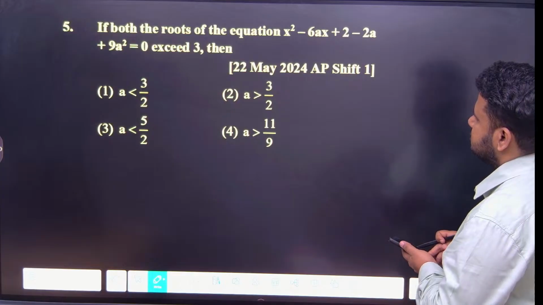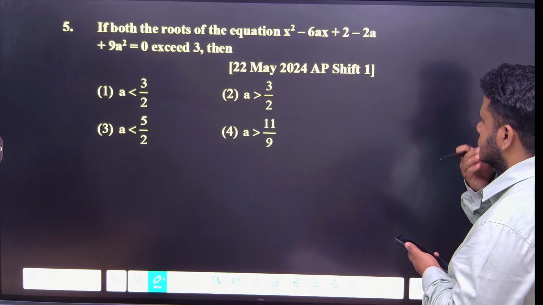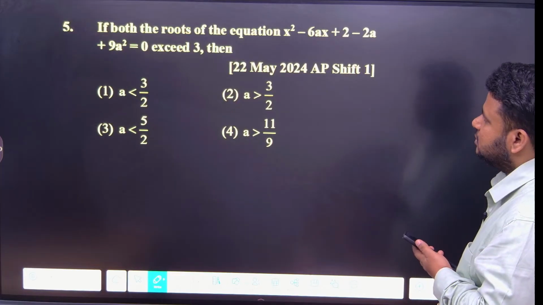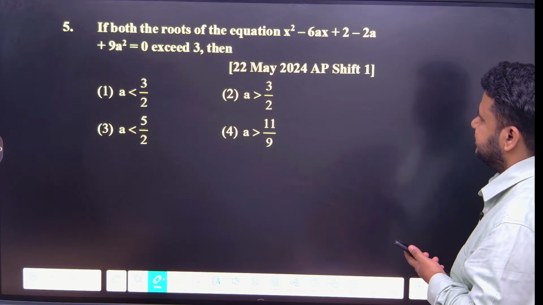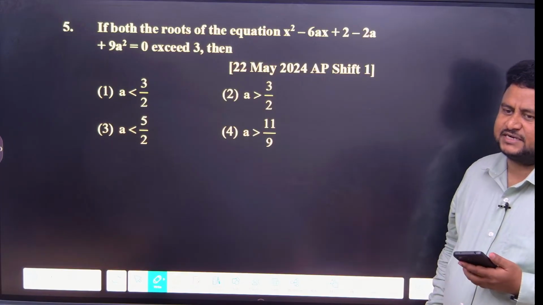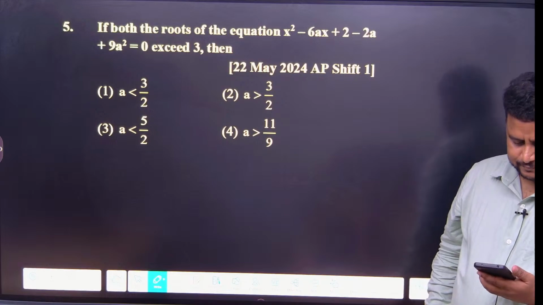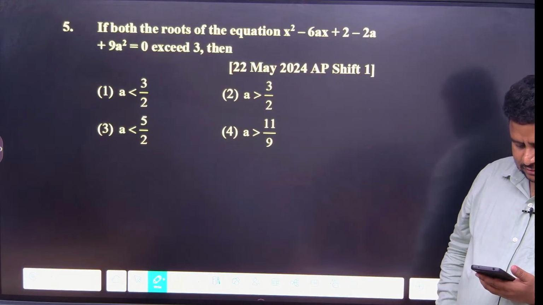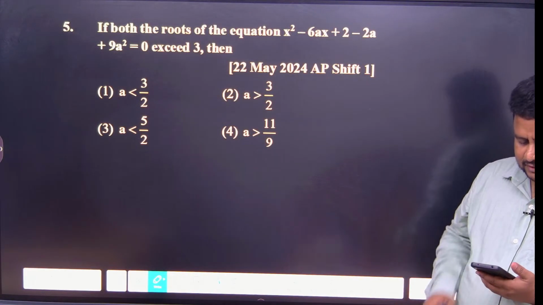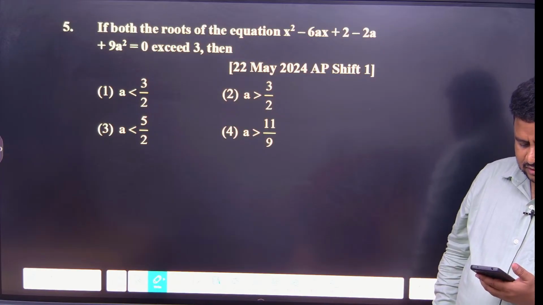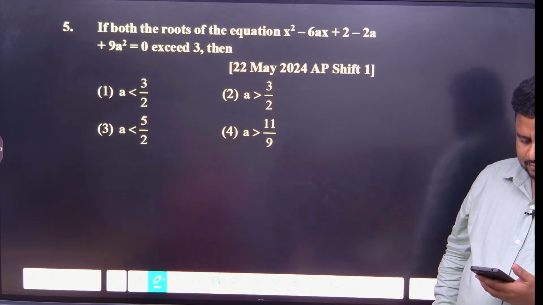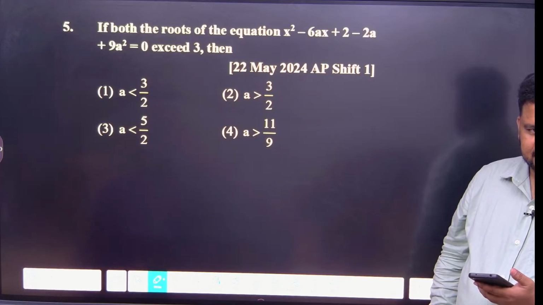This one, see here. If both the roots of the equation exceed 3, if both the roots exceed 3, means which condition? Second condition. Correct? Second condition means what you should do? D is greater than or equal to 0. F of 3 is greater than or equal to 0. Minus b by 2a is greater than k.